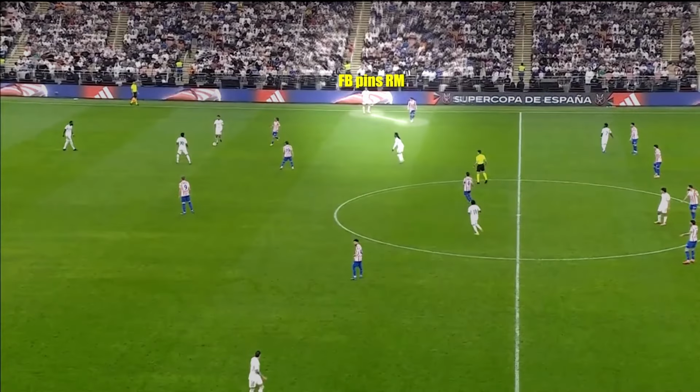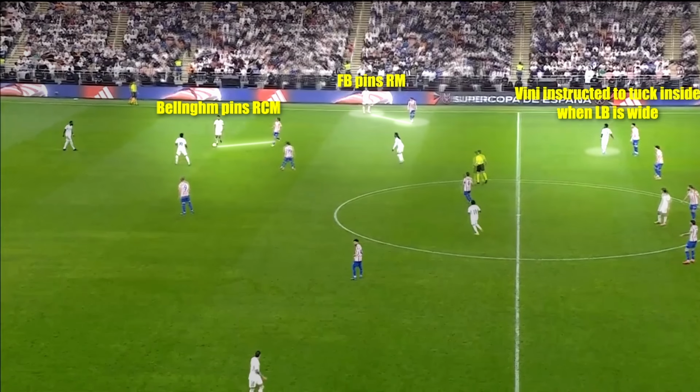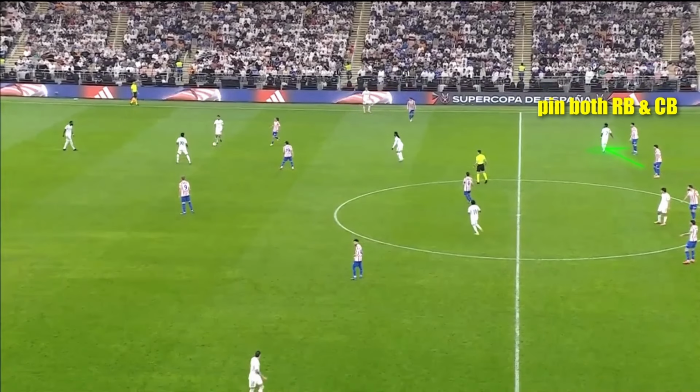Here the fullback is pinning the wide midfielder while Bellingham attracted the right center midfielder. It seems there is a clear instruction for Vinicius to tuck inside when the left back is wide. The idea is to use his threat to pin both right back and centre back so that the half space will be free for the midfielders.